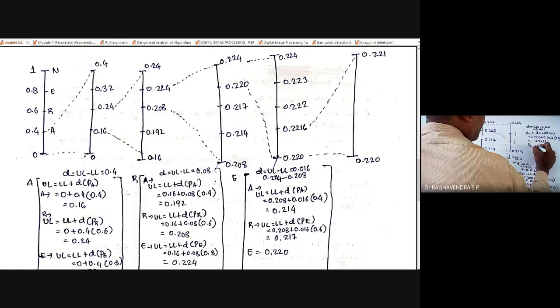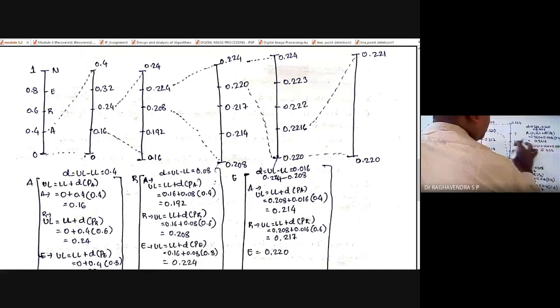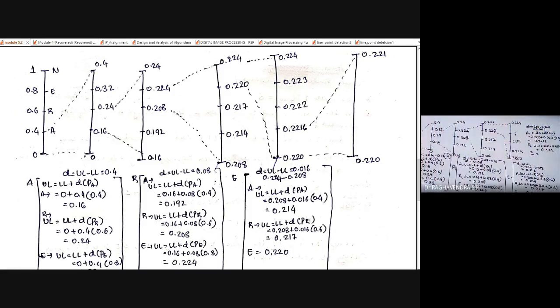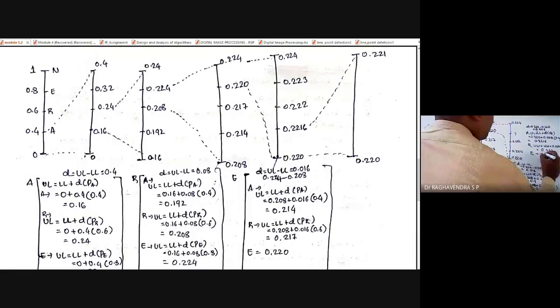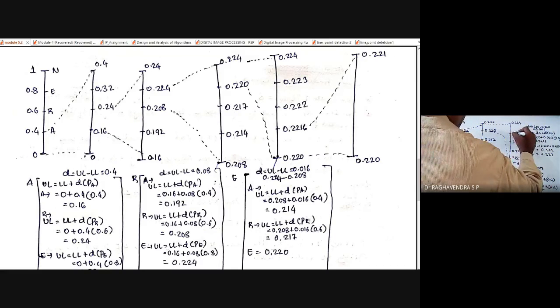For R, the upper limit value is 0.220 plus 0.004 into the probability of R, which is 0.6. That comes to 0.222. Similarly, do E and see what it comes to directly: 0.223. Yes, correct. So this has to be substituted here.